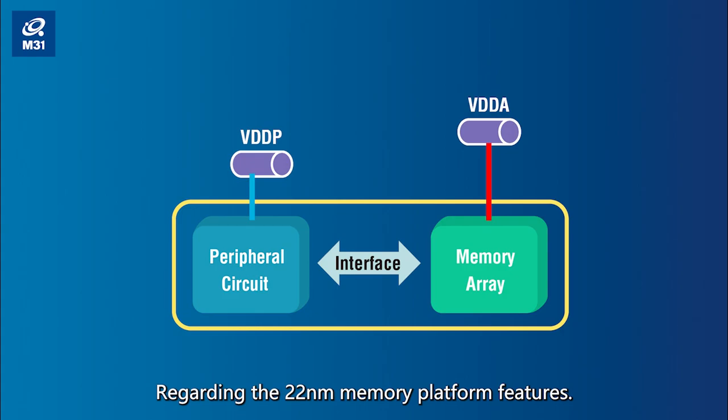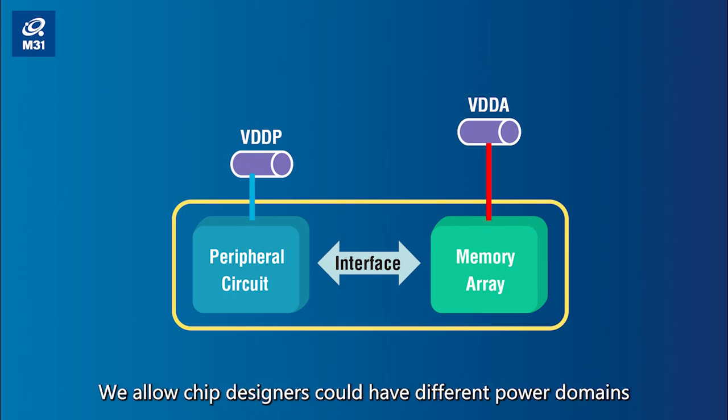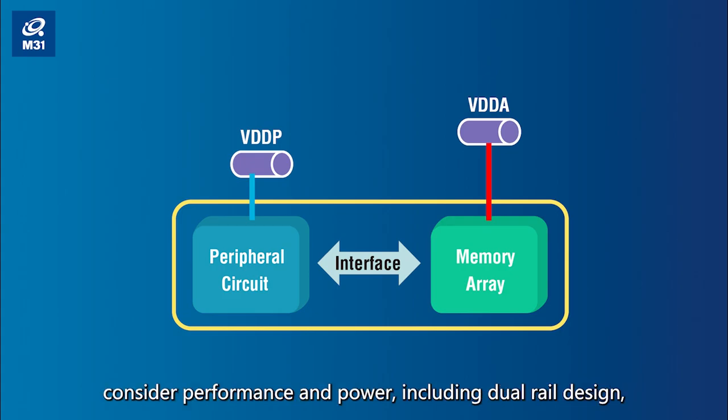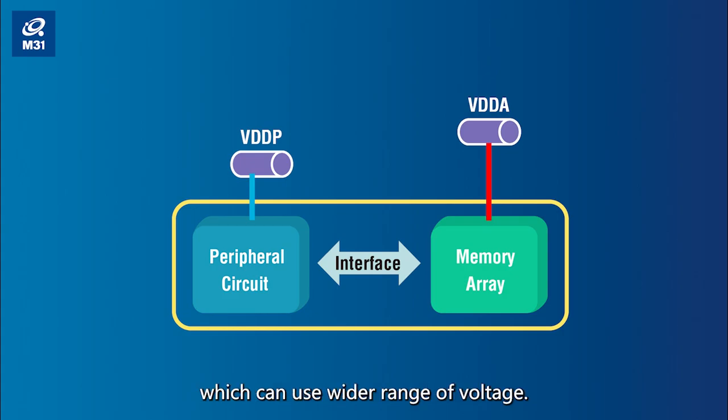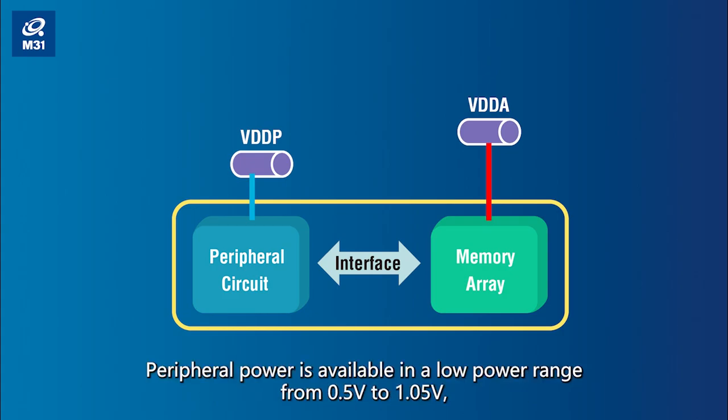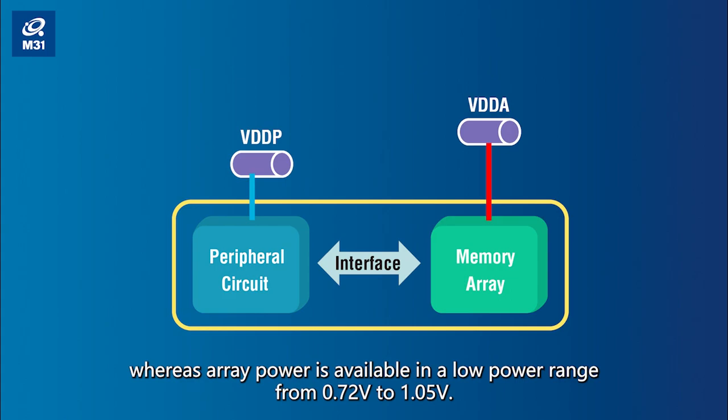Regarding the 22nm memory platform features, we allow chip designers to have different power domains and consider performance and power, including dual rail design, which can use a wider range of voltage. Peripheral power is available in a low power range from 0.5 volt to 1.05 volt, whereas array power is available in a low power range from 0.72 volt to 1.05 volts.